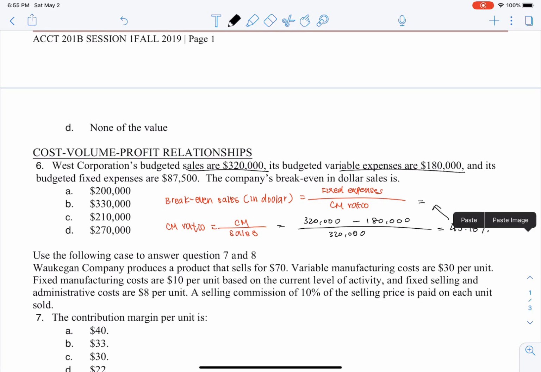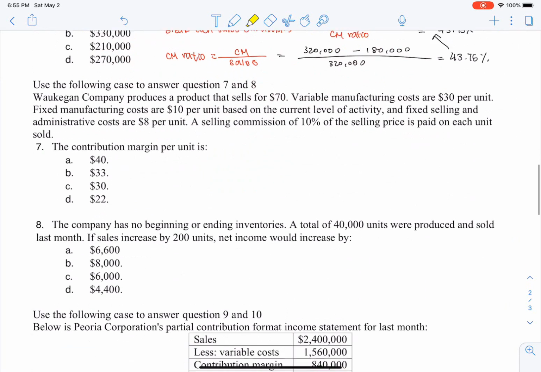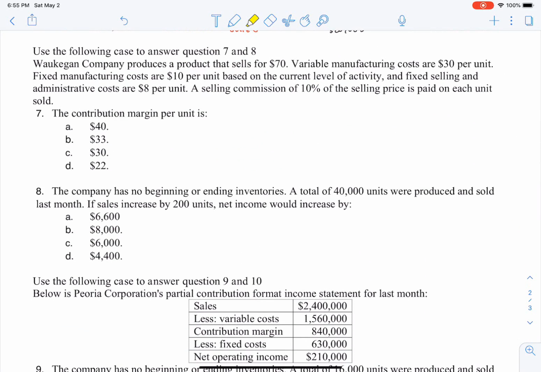And we plug into the break-even sale formula. So the fixed expense is 87,500, and you divide it by 43.75%. You're gonna end with 200,000, and that's our answer, which is A. Move on to number 7. Use the following case to answer 7 and 8. Okay, so 7 and 8 are combined together.